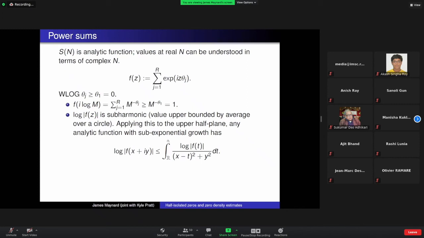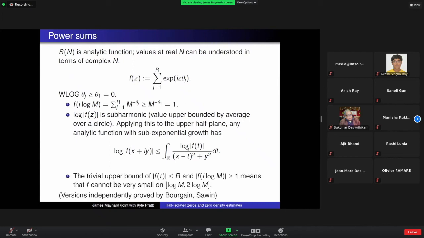And provided the function has sub-exponential growth, I can then bound the value at some complex point by an integral along the real line. So I can upper bound this large value by its values along the real line. And then just by using the trivial bounds that we've already seen, it follows straight away from this subharmonic inequality that f can't be very small on a whole dyadic interval, which corresponds to the original result.